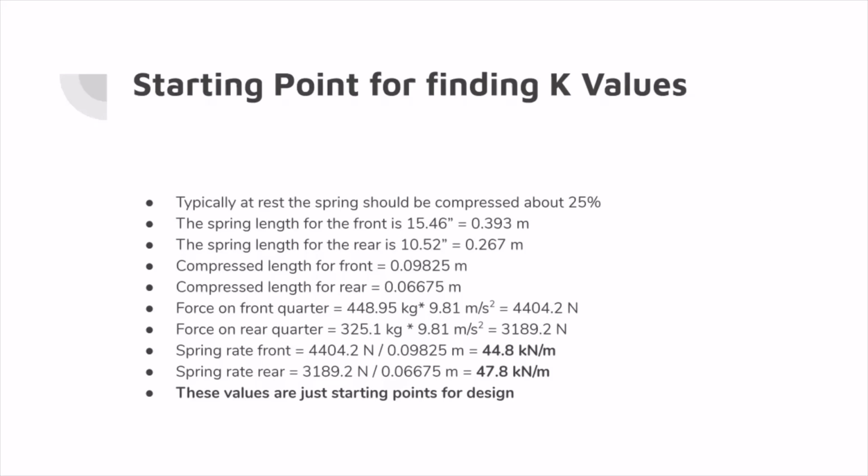The force on the front quarters of the car would be equal to 4,404.2 newtons, and the force on the rear quarters would be 3,189.2 newtons. The spring rate in the front is 44.8 kilonewtons per meter, and in the back it's 47.8 kilonewtons per meter. These values were just starting points for our design.